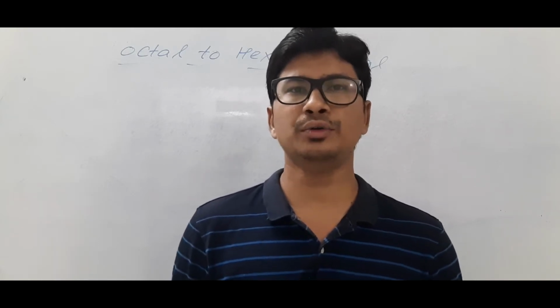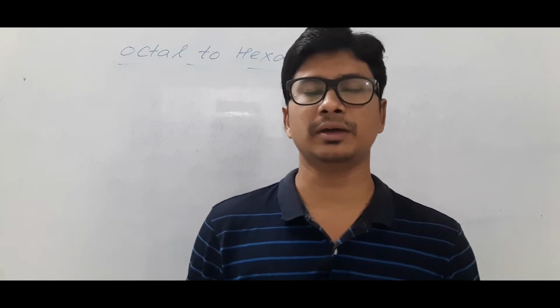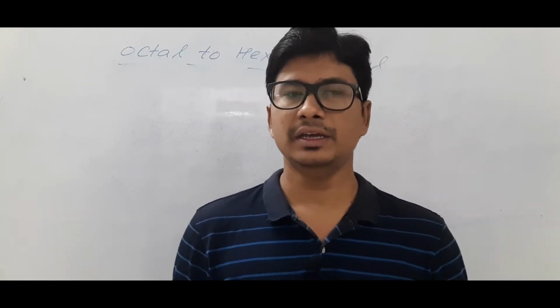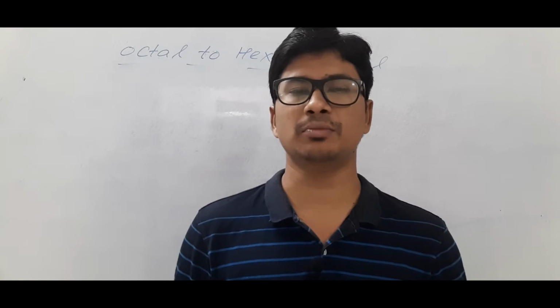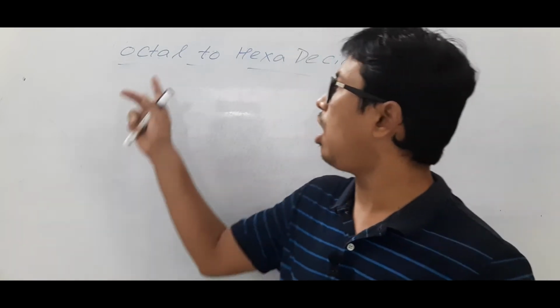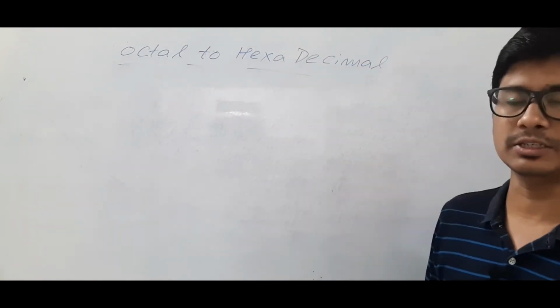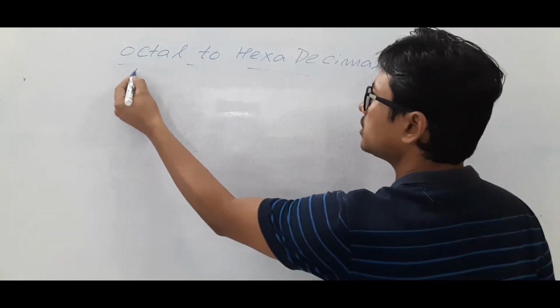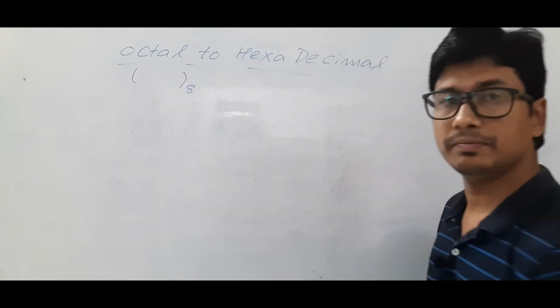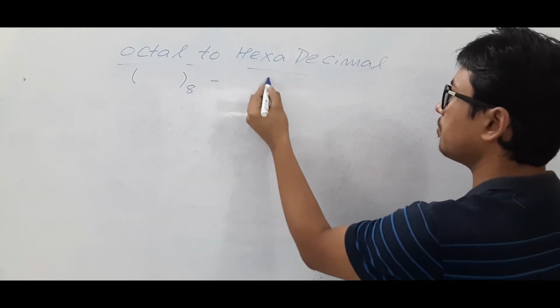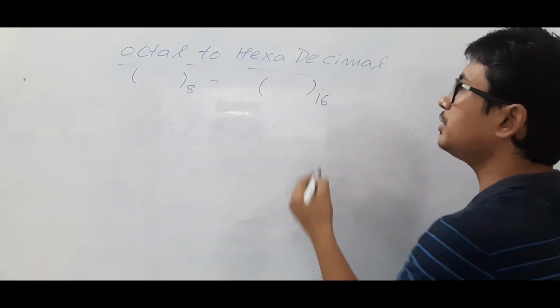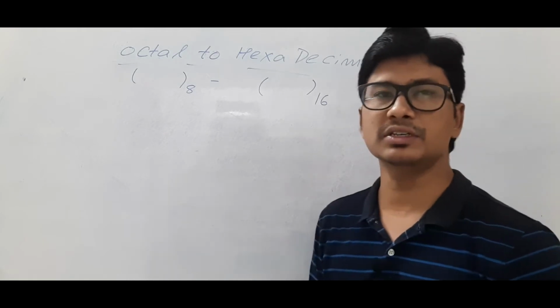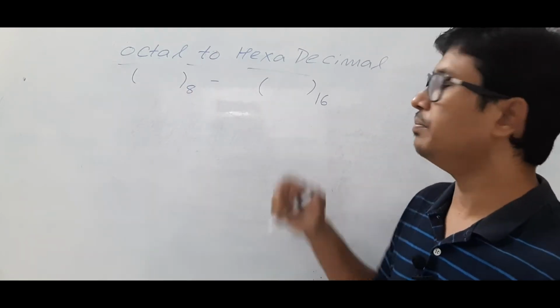In the last video, we discussed how to convert a hexadecimal number to an octal number. In this video, I want to discuss how to convert an octal number to a hexadecimal. Octal is a base 8 format and hexadecimal is base 16. So I need to convert a number which is in base 8 to base 16.